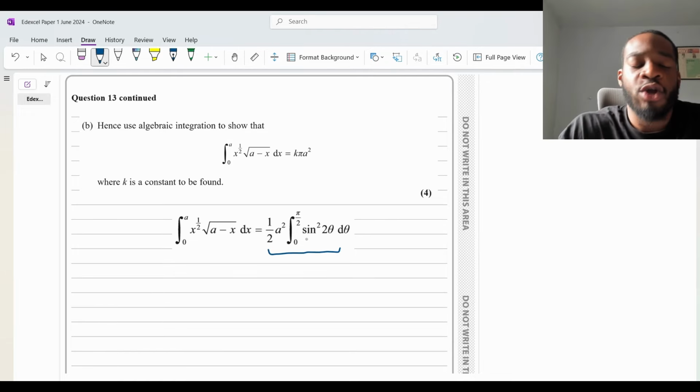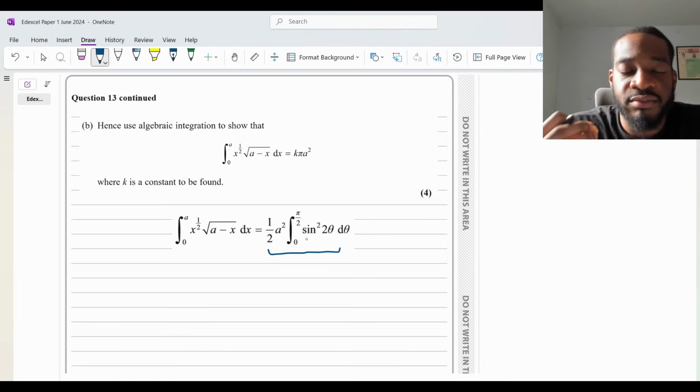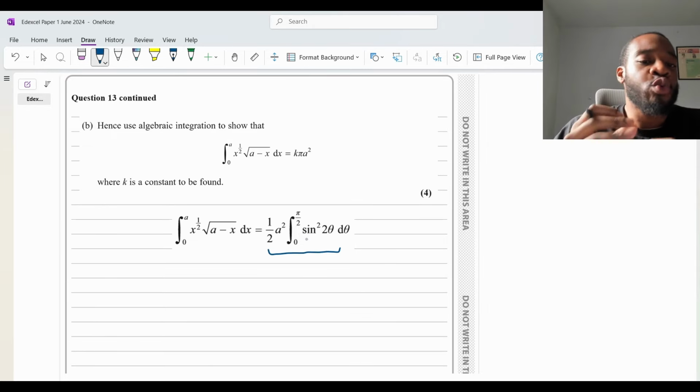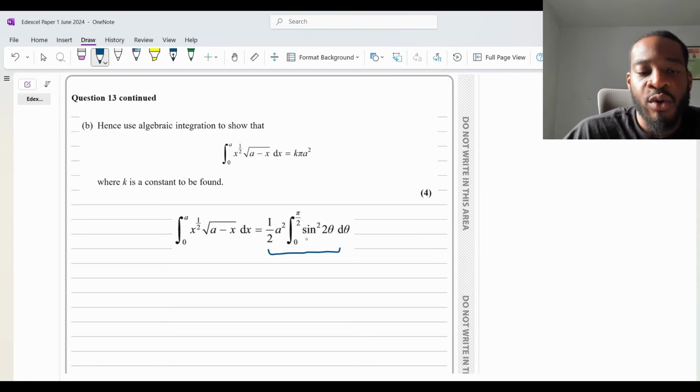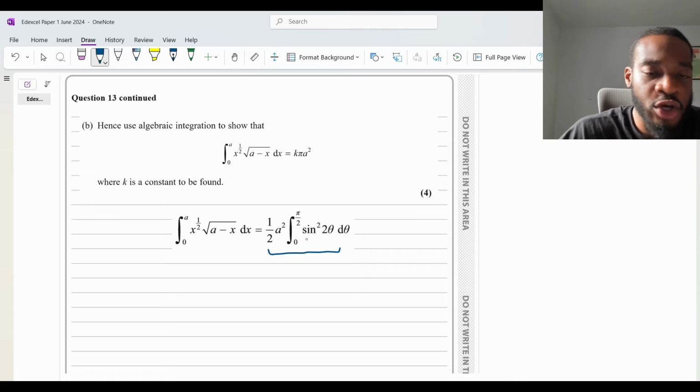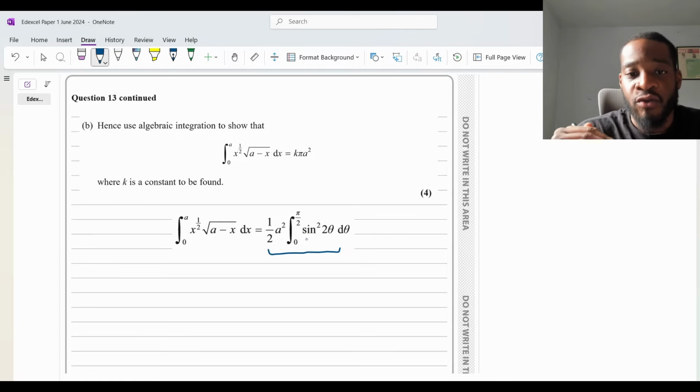So the question is, how do you integrate sine squared 2 theta? Now, whenever you see these types of questions, guys, where you've got a trigonometric expression, sine or cosine, being squared and on its own, with nothing else multiplying it, what you want to do is use an identity to reduce that power. At A-level maths, we're not really familiar with how to integrate sine squared or cos squared on its own. We want to use an identity to reduce the power from 2 to 1, because we know how to differentiate and integrate sine or cosine to the power of 1.